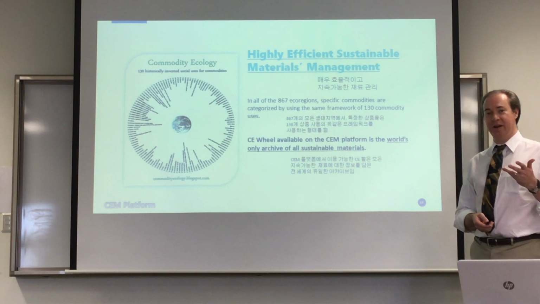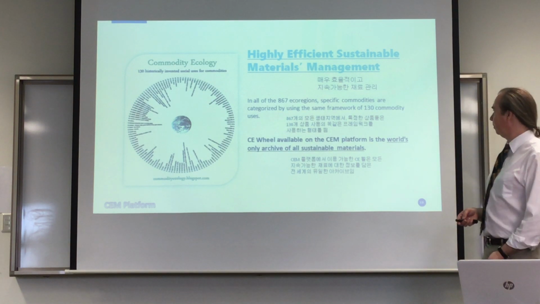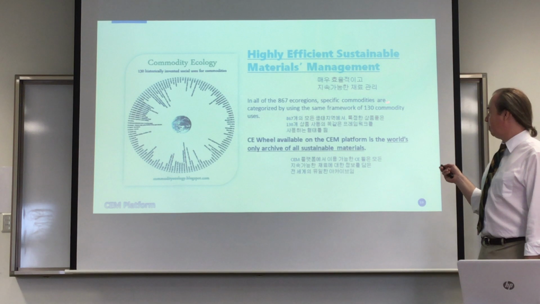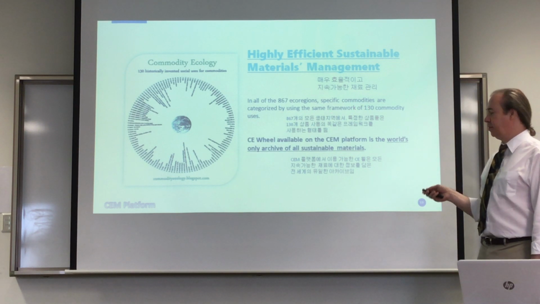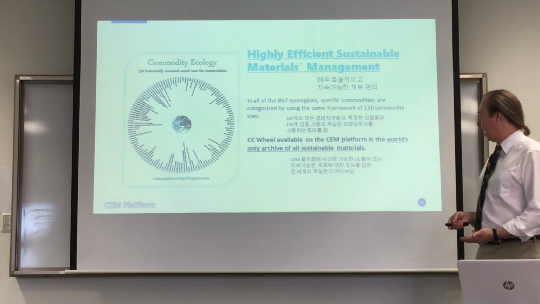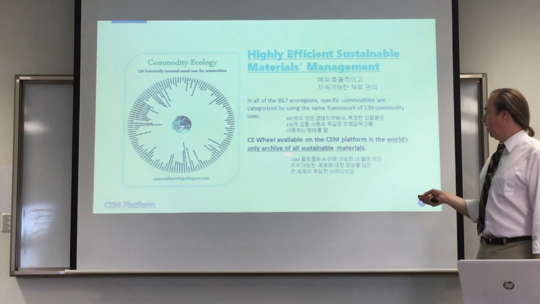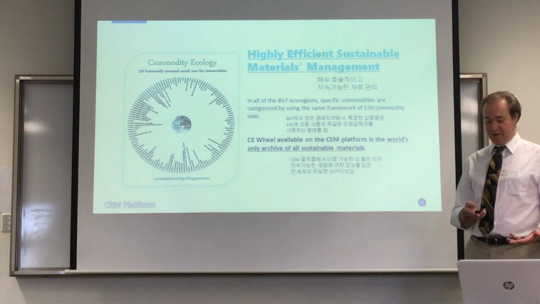The third level is the commodity ecology diagram, or the commodity ecology wheel, an effectively detailed way to get toward a circular economy. In all of those 867 ecoregions, specific commodities are categorized by using the same framework of 130 uses. And that allows us to call the CE wheel the world's only archive of all sustainable materials.